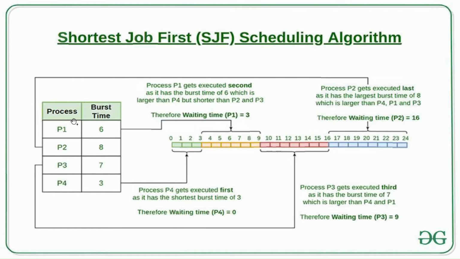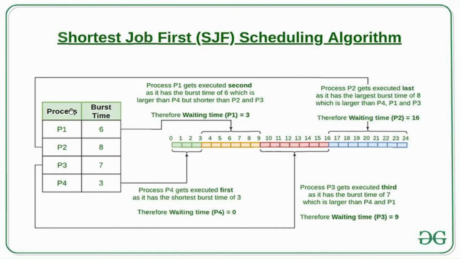So we've been given four processes P1, P2, P3 and P4 and the respective burst times 6, 8, 7 and 3. So we're going to sort the burst times. If we sort it, we'll get 3, 6, 7, 8. So the first process which is going to execute is P4. So P4 is going to execute for 3 milliseconds. So 0, 1, 2 and 3.